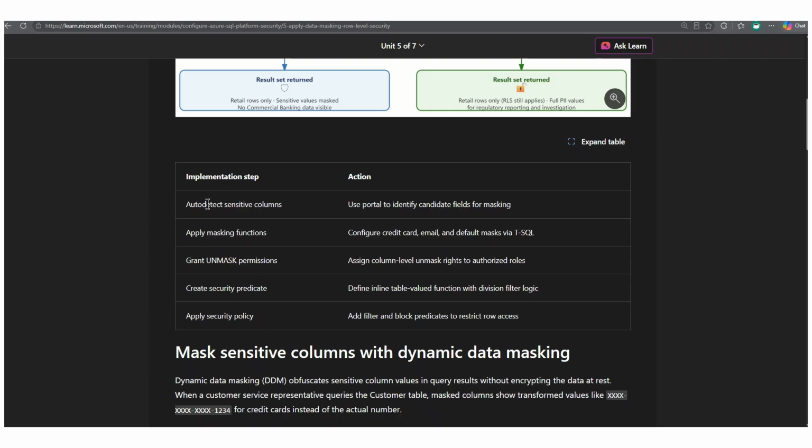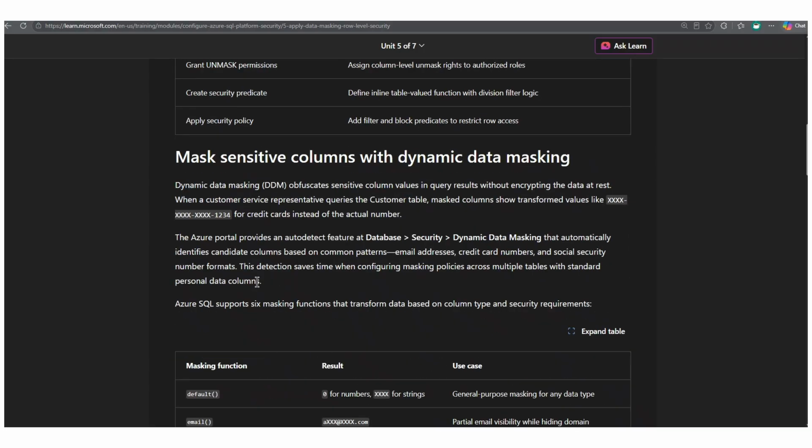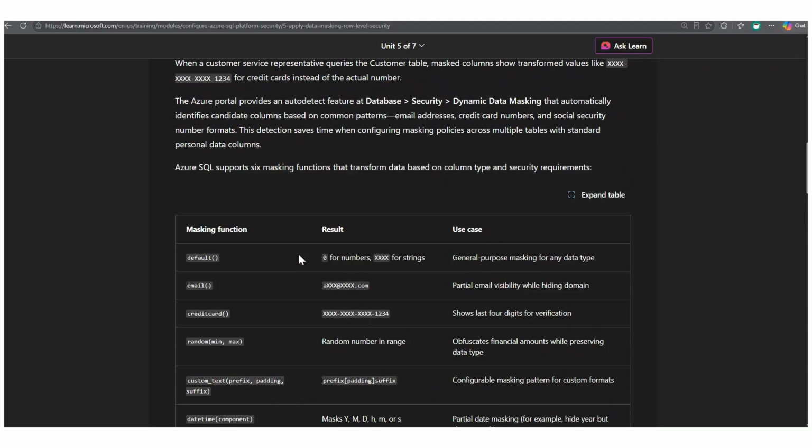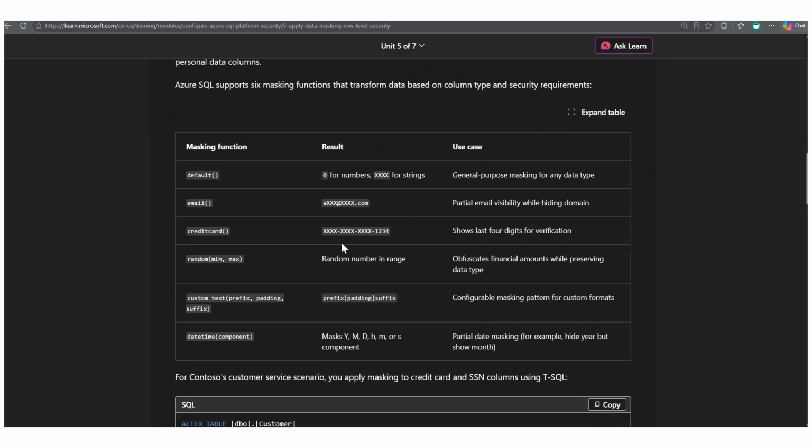What are detected sensitive columns? Use the portal to identify candidate fields for masking. We'll take a look at that later on. Azure SQL supports 6 masking functions, and these are the kind of functions that you may get a question on, to identify which kind of function it's using.